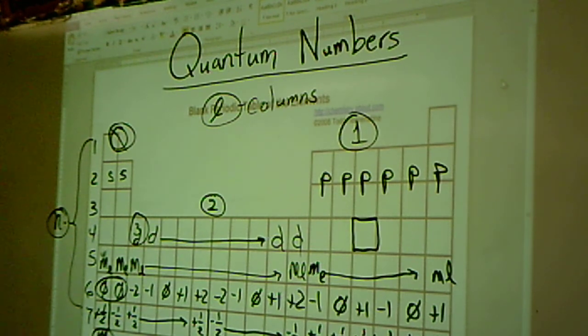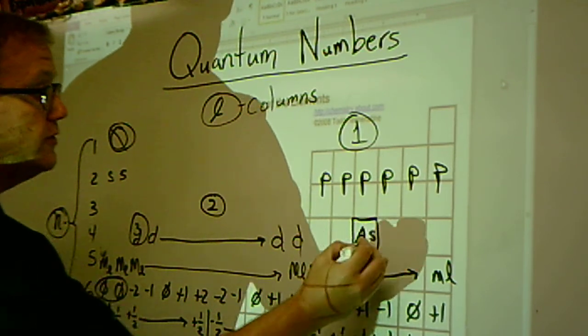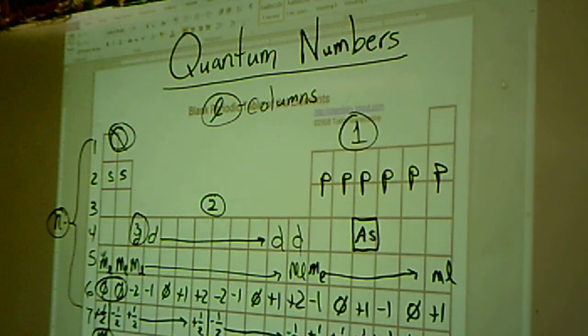So if we look at arsenic, which I believe is here, but let's check. I think arsenic is actually below nitrogen and phosphorus. I believe arsenic's located there.